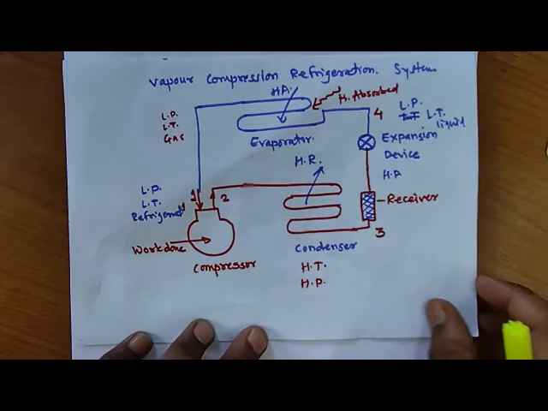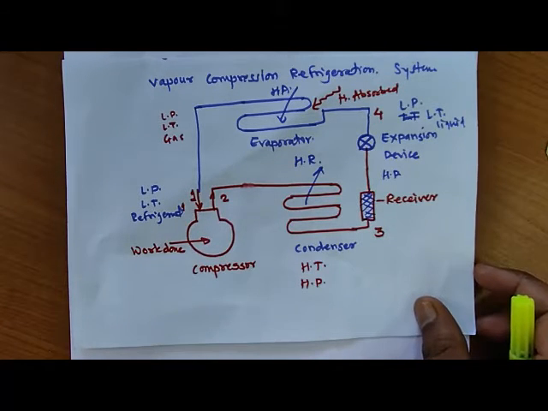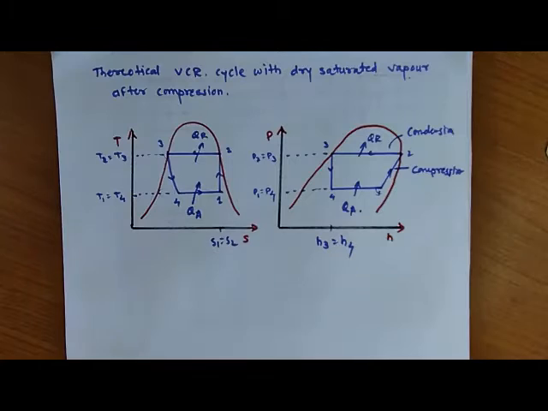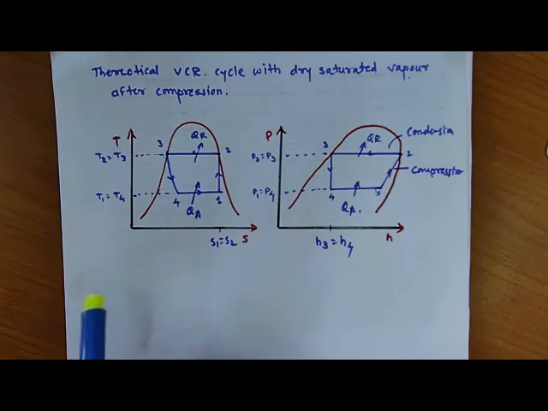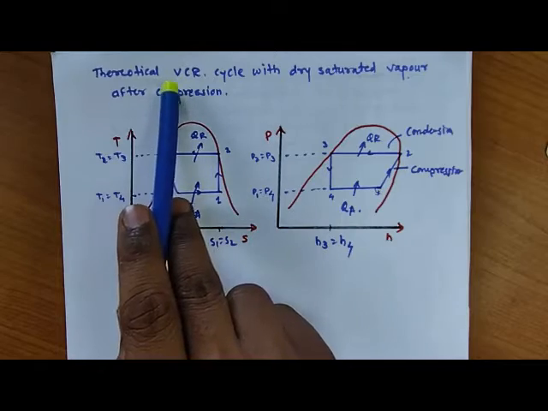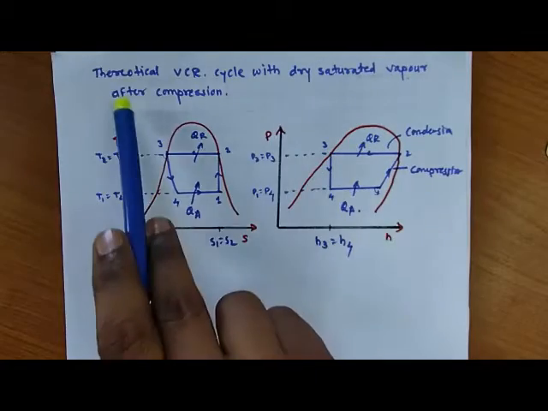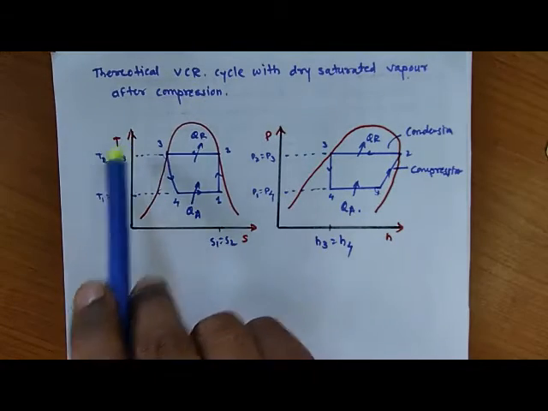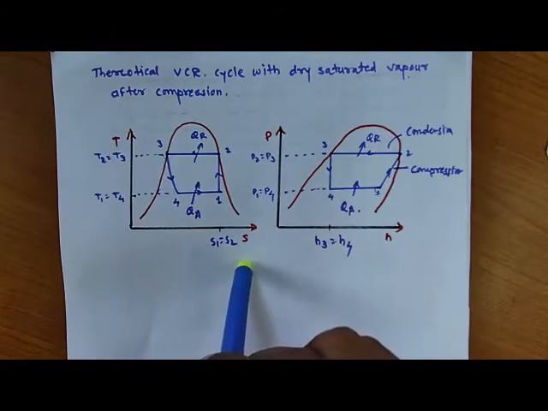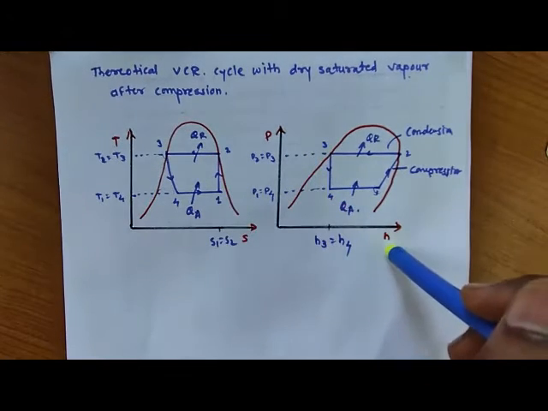In that, we have studied the first type of vapor compression refrigeration system, the cycle with dry saturated vapor after compression. So here is the graphical representation of the theoretical VCR, that is, vapor compression refrigeration cycle with dry saturated vapor after compression. The first graph is temperature versus entropy, and the second is pressure versus enthalpy.